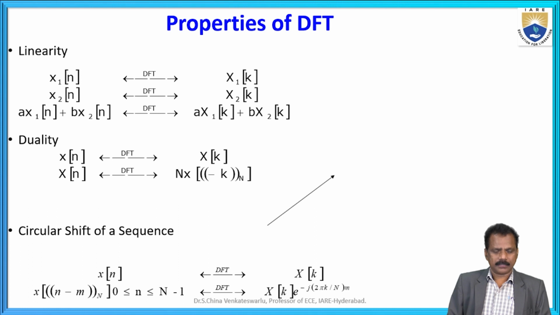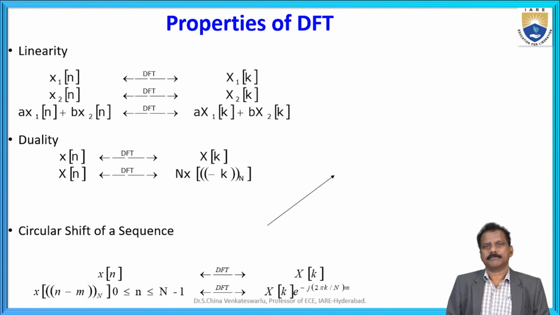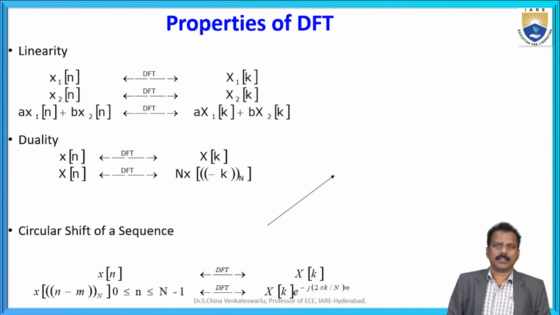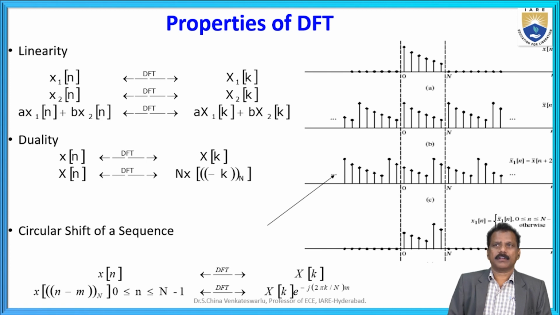The next one is the circular shift of the sequence. Where x of n is transformed by the discrete Fourier transform, we expect x of k. Similarly, x of n minus m modulo N, with 0 less than or equal to n less than or equal to capital N minus 1, has DFT x of k e power minus j 2 pi k by capital N into m. Graphically, we can verify that.